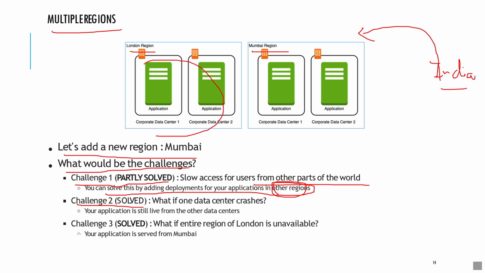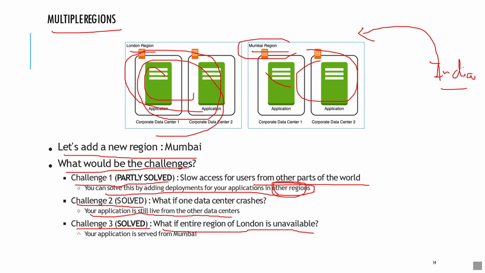Even if one data center crashes, or the entire London region data center crashes, the user can access the application from the Mumbai region. Our application is still alive from other data centers. So challenge 3 is solved. What if the region of London is unavailable? As we said earlier, even if the London region is unavailable, the users can access the application from the Mumbai region. So that is about multiple regions.